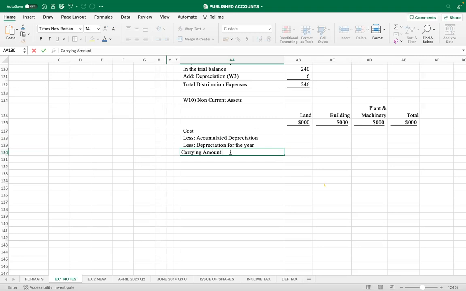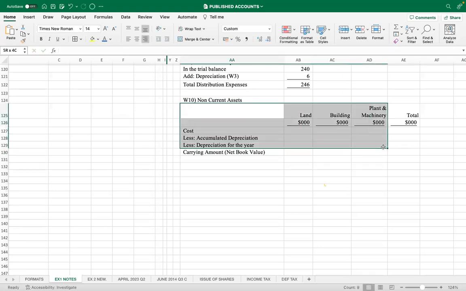What Msho called net book value. Net book value. So this is everything that we need to finish the question.